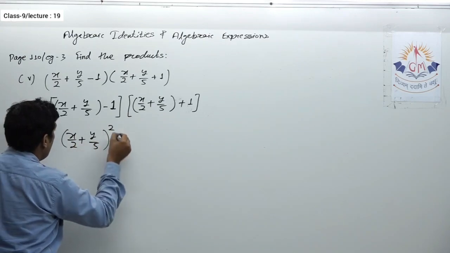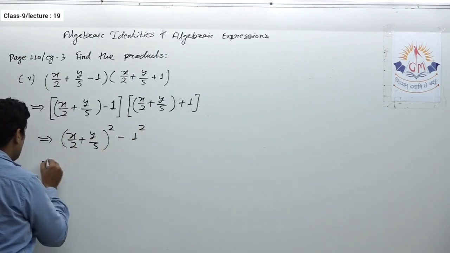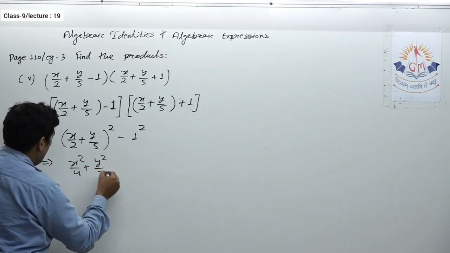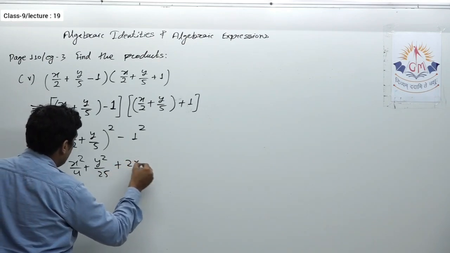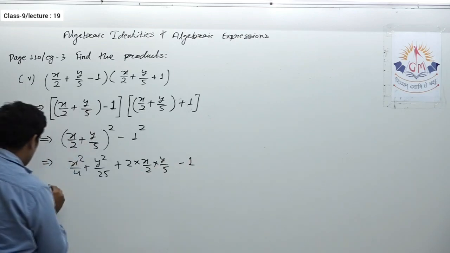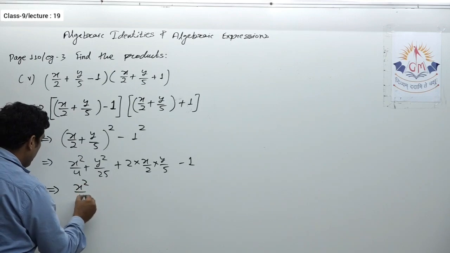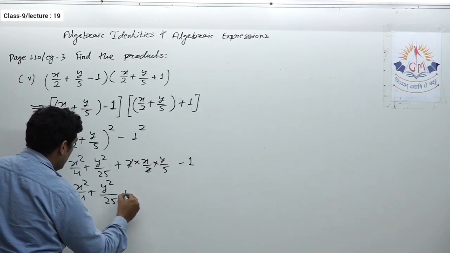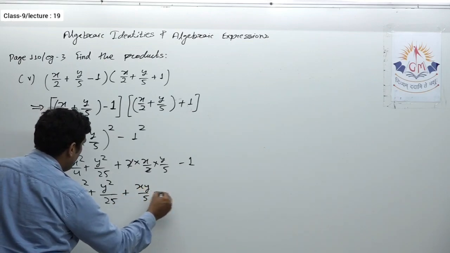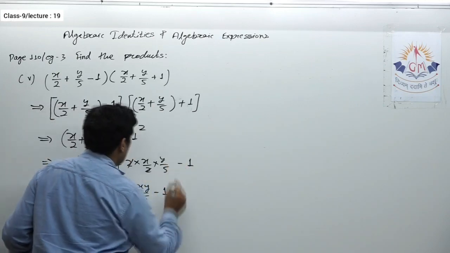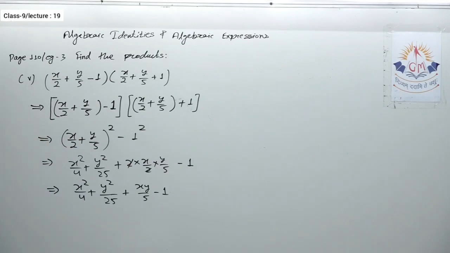So A square minus B square. So x square by 4 plus y square by 25 plus 2 into A into B, and here minus 1. So this gives you x square by 4 plus y square by 25, 2 and 2 cancel, that is xy upon 5 minus 1. Okay, so please note it down. Then we will see the next one.